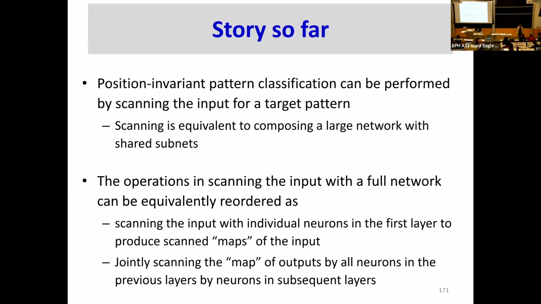Everyone with me? Okay. So what we've seen so far: position invariant pattern classification can be performed by scanning the input for a target pattern. Scanning is equivalent to composing a large network with shared subnets. And the operations in scanning the input with a full network can be equivalently reordered as scanning the input with individual neurons in the first layer to produce scanned maps of the input, and then jointly scanning the maps of the previous layers. Again, this is very important, right?